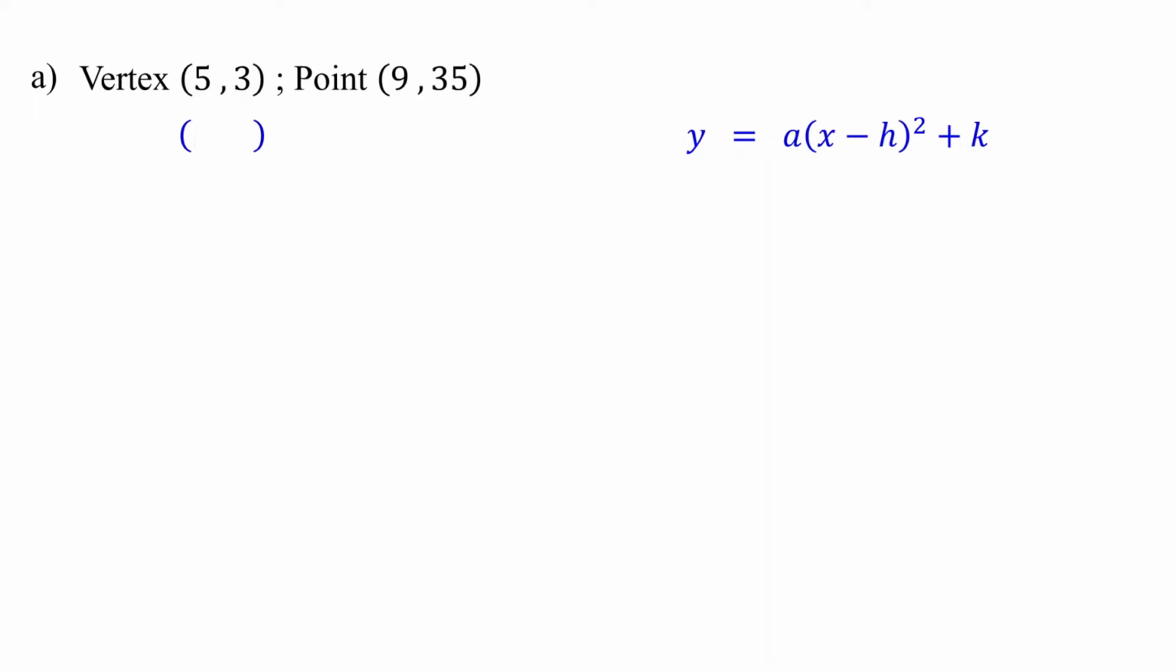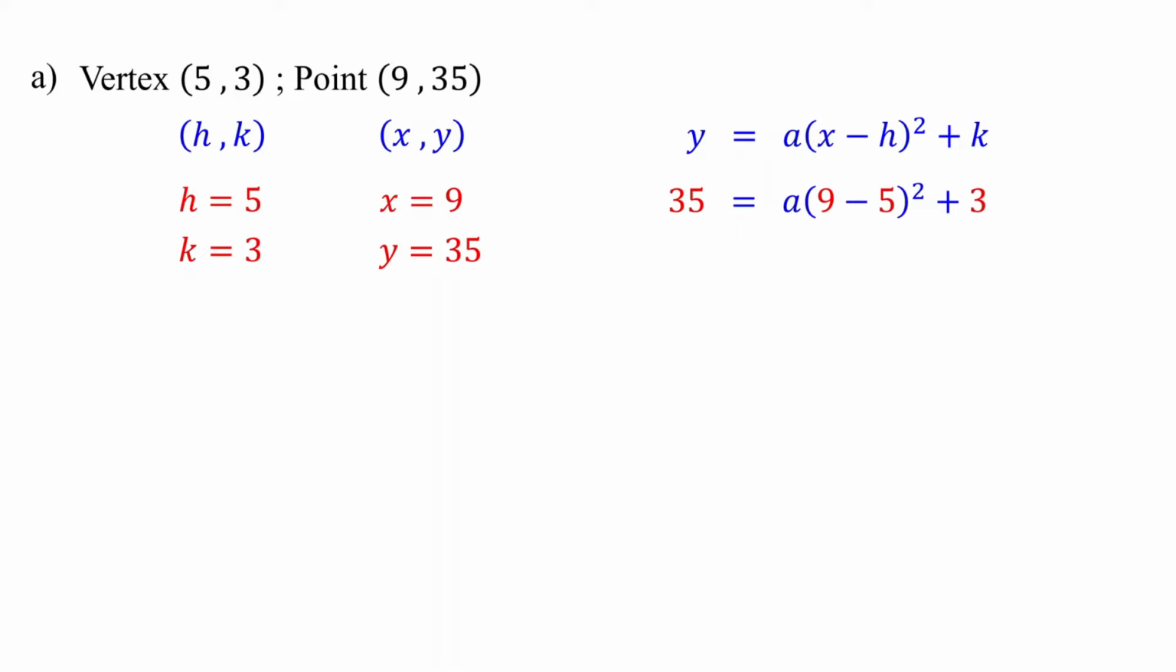In this form, h, k represents the vertex of the parabola, given as 5, 3, and x, y represents a point on the parabola, given as 9, 35. So h equals 5 and k equals 3. X equals 9 and y equals 35. Next, substitute these values into the equation.